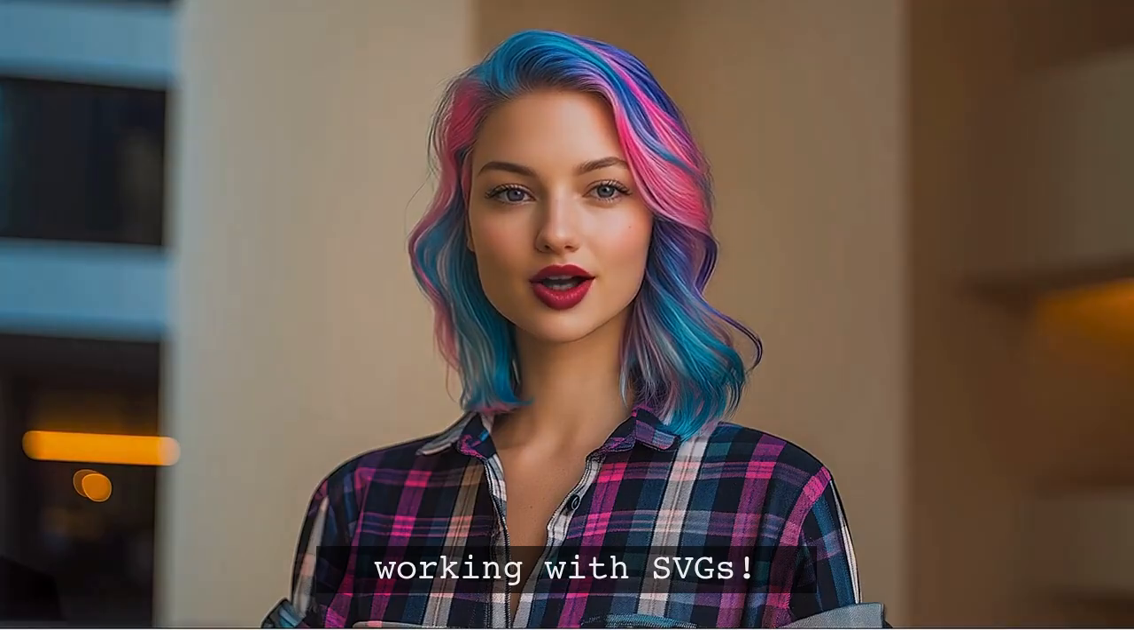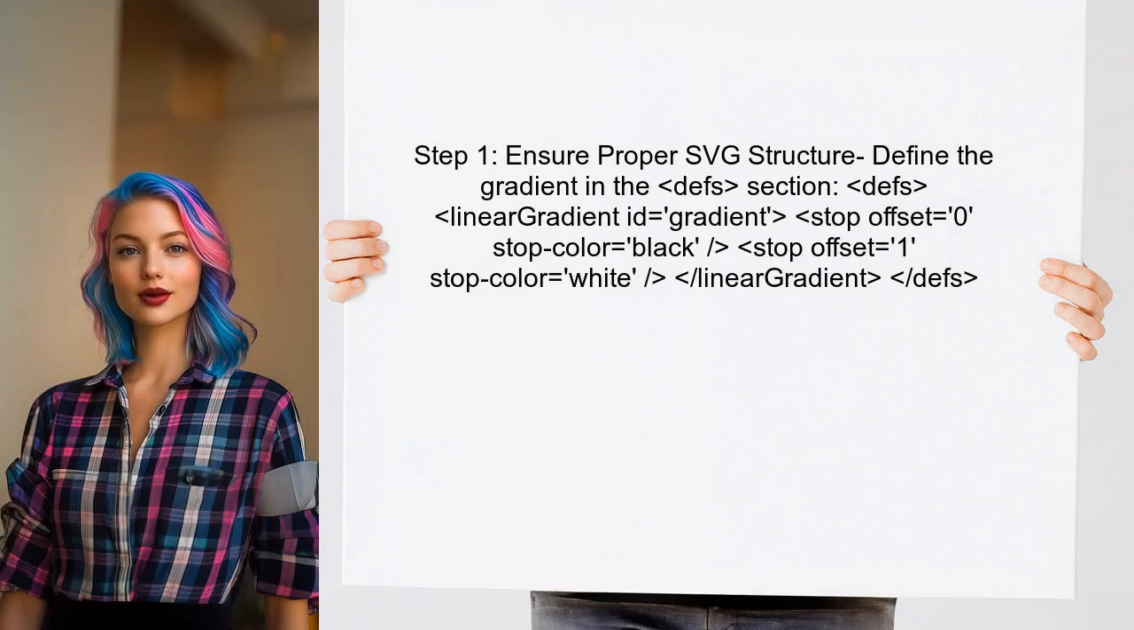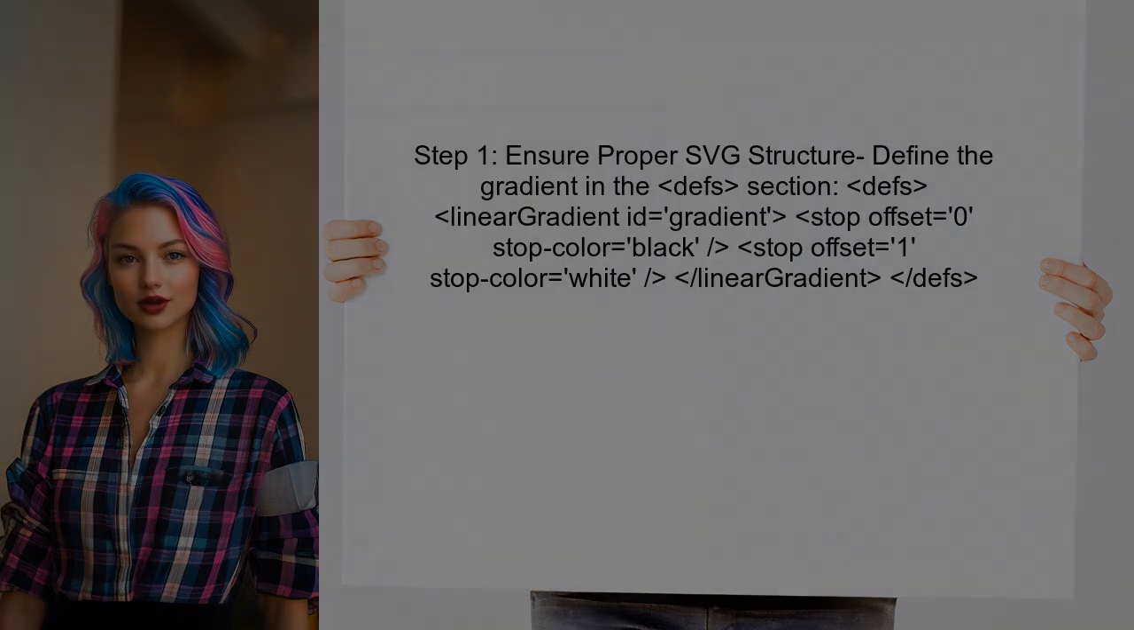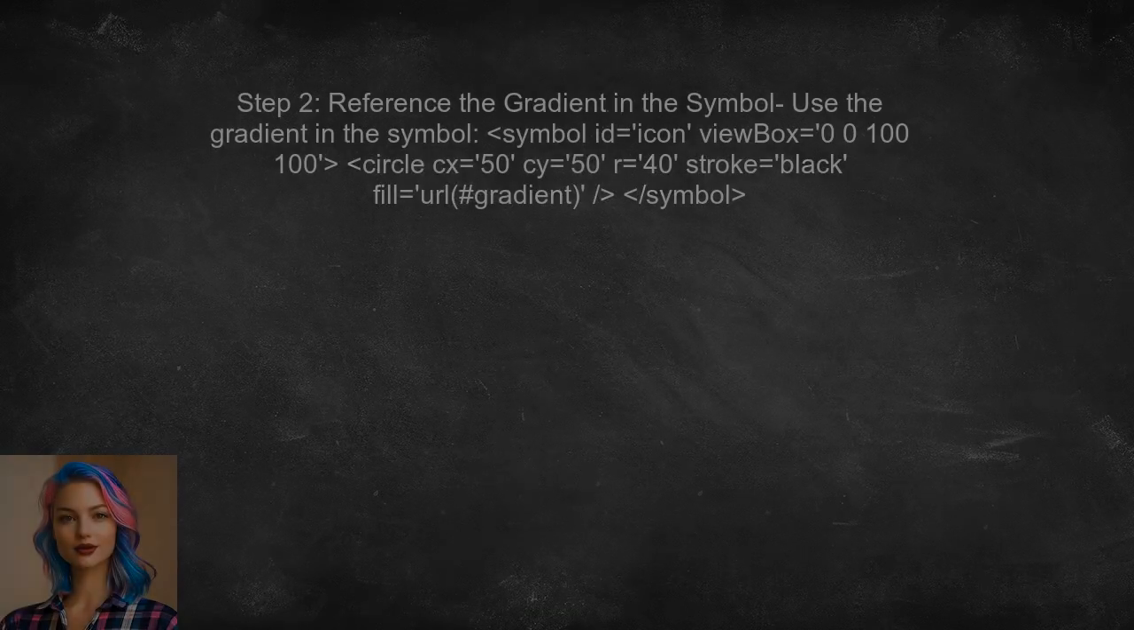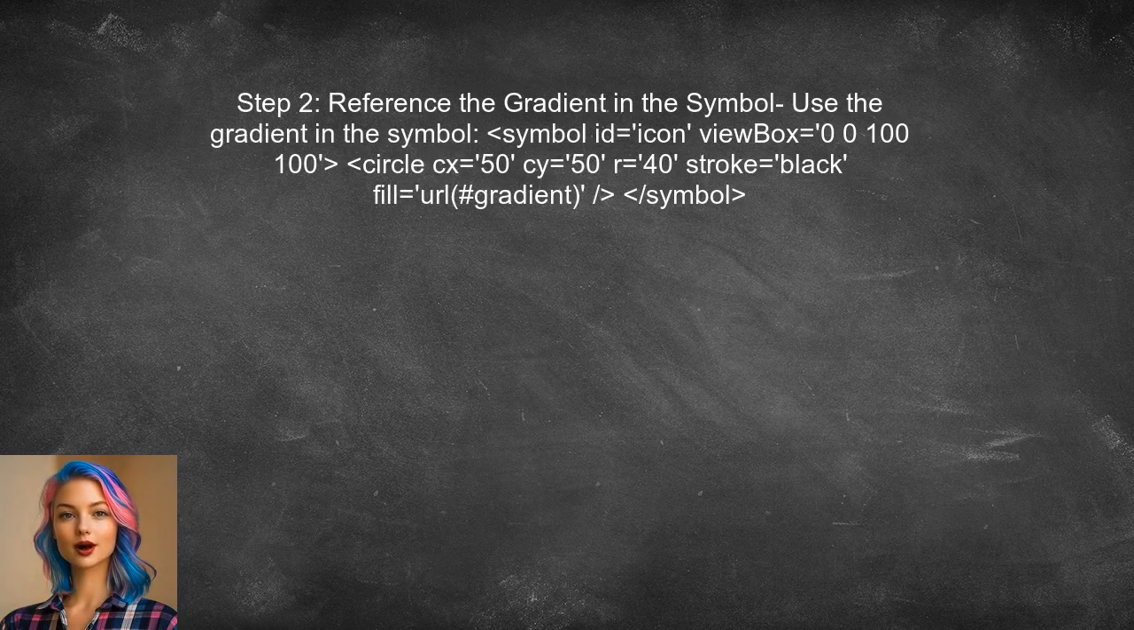To address the cross-browser issues with SVG gradients, the user should first ensure that the SVG file is properly structured. This includes defining the gradient within the SVG file's definitions section. Next, the user should reference the gradient correctly in the symbol definition. This means using the gradient's ID in the fill attribute of the shape within the symbol.